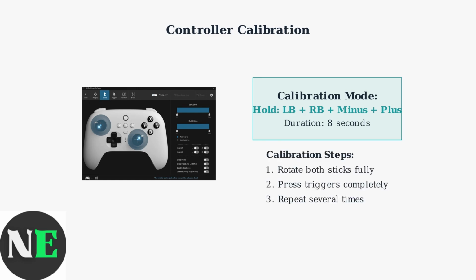Once in calibration mode, rotate both analog sticks through their full range of motion several times. Press both triggers completely multiple times to calibrate their sensitivity. To complete calibration, press the same button combination again, LB plus RB plus minus plus plus. The controller will exit calibration mode and save the new settings.